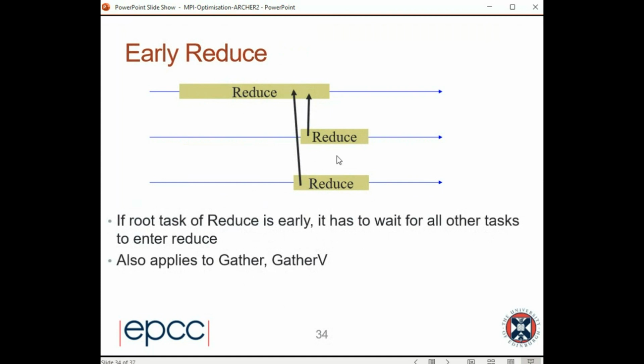In practice, they can be difficult to fix, and often they're not so much of a problem because these are maybe only at startup and shutdown of your program. However, if you do have a program which does lots of gathers or reduces inside, again, this is typically a symptom of load imbalance, and if you saw a lot of time being spent here, you'd have to fix load imbalance first.